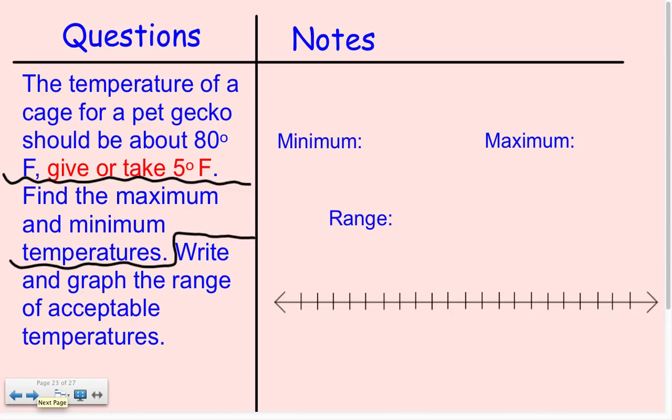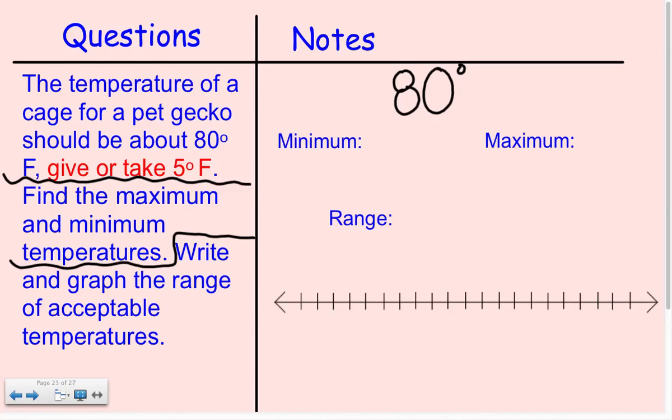Okay, so first our story problem. The temperature of a cage for a pet gecko should be about 80 degrees. That's where our gecko is going to live and feel the best. Okay, give or take 5 degrees. So that means our gecko can still live comfortably 5 degrees over 80 or 5 degrees under 80.